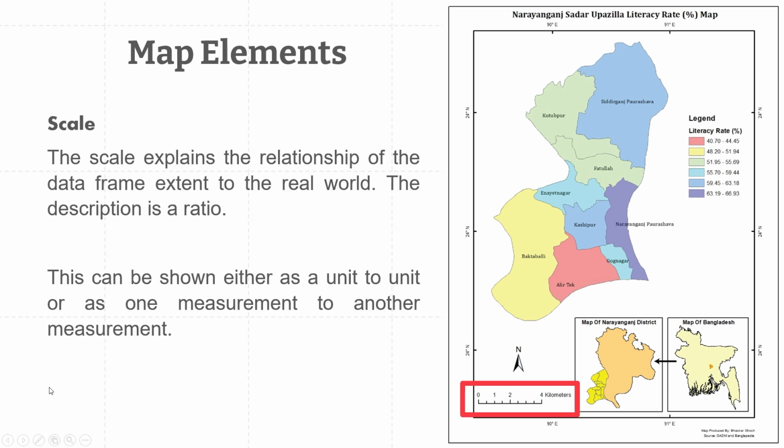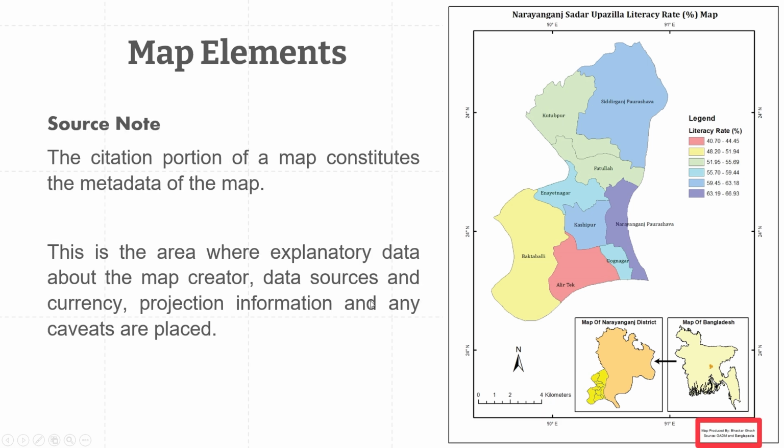Let's talk about scale now. The scale explains the relationship of the data frame extent to the real world. The description is a ratio. This can be shown either as a unit to unit or as one measurement to another measurement. Here at the bottom we can see the scale for this map. Now one thing to consider here is we should keep the values of scale not in fractions but in whole numbers.